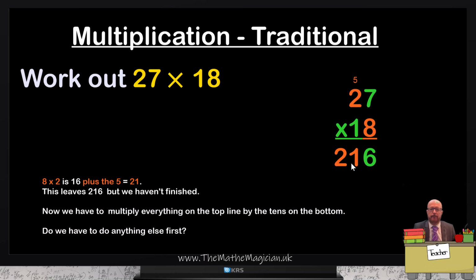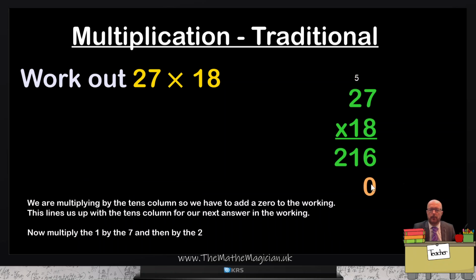Okay, but we haven't finished yet. We've still got to deal with this 1 here. So we now need to do the same thing again and multiply the 1 by the 7 and the 1 by the 2. Is there anything we need to do first? Because that's not just a normal 1. What we need to do is put a 0 in. That lines up the working out for that number 1 with the tens column.